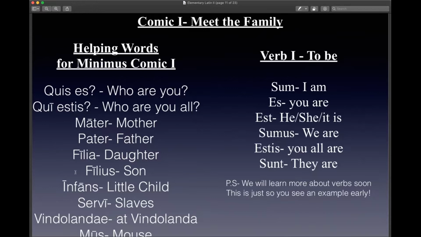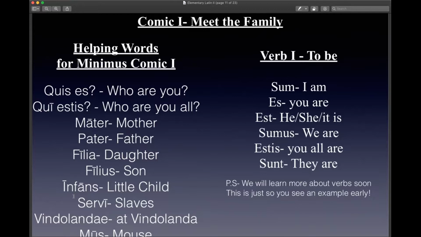Filius is son. Remember, endings, right? The a for daughter, that's an a ending. It's feminine. Filius, us, that's masculine. It makes sense. We're talking about somebody's son. Infans, little child. We could just say a child, but it's a younger child, somebody who's maybe 4 years old or so. Not like a baby, but a little child.